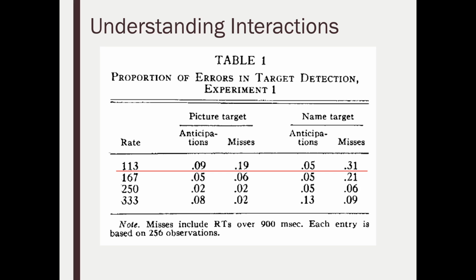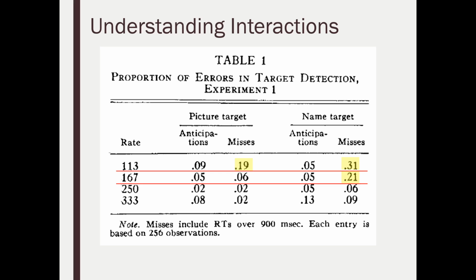That 0.31, well, sorry, I just whacked my microphone. That 0.31 is larger than that 0.19. I think we can agree to that. But now when we start putting it in context, we start thinking, well, maybe it's not just that 19 versus 31. How about this next row? At 167 milliseconds, we have 0.06 misses with the picture versus 0.21 misses with the name.